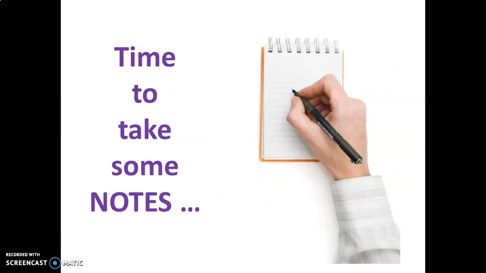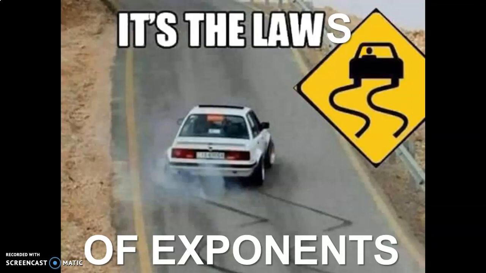Let's take some notes while we watch this. There are some key rules of exponents we'll look at. Let's jot them all down. These are called the laws of exponents, or basically the main rules that allow us to work with exponents. Let's take a look. First one, multiplying exponential expressions.